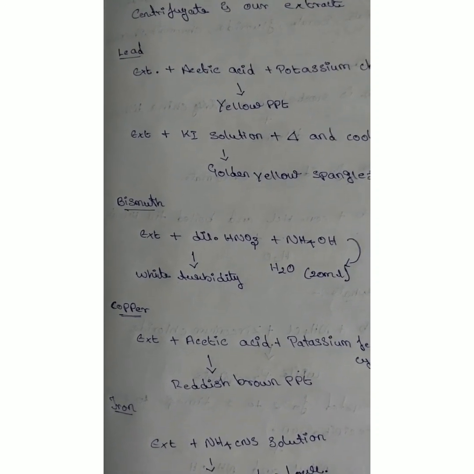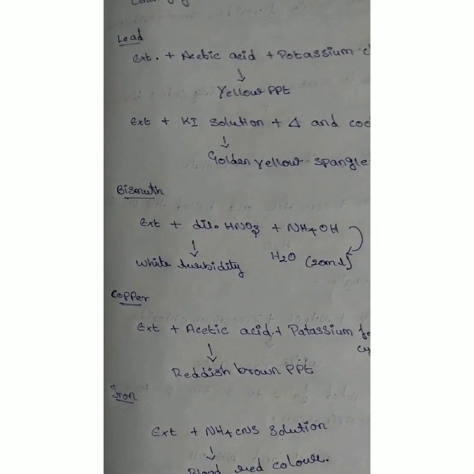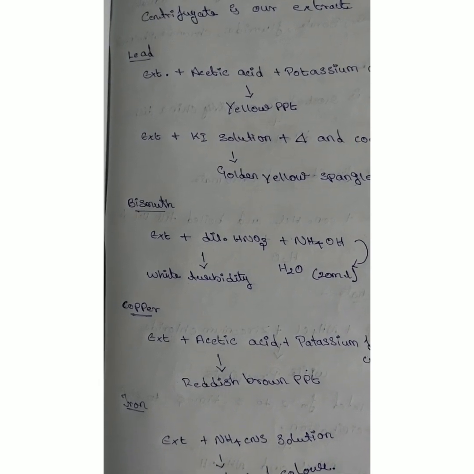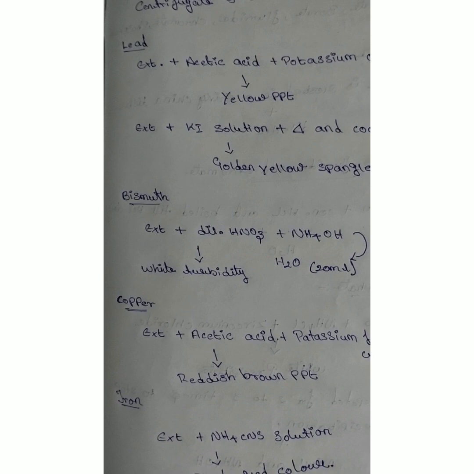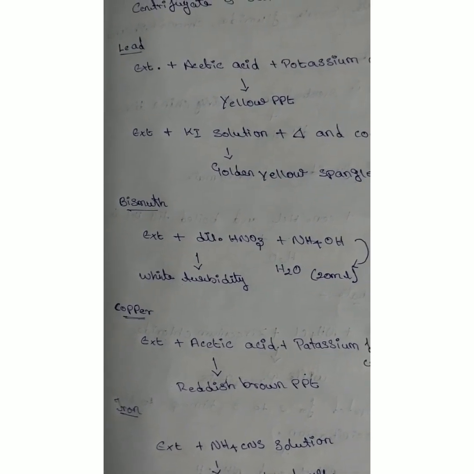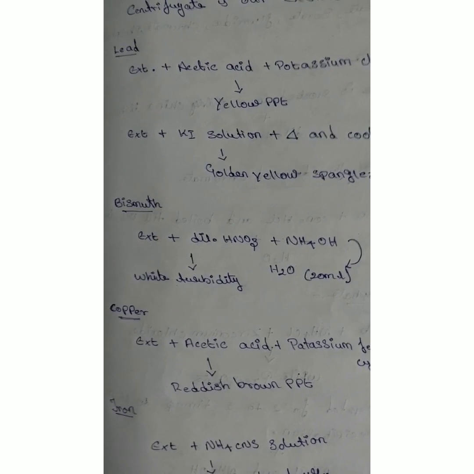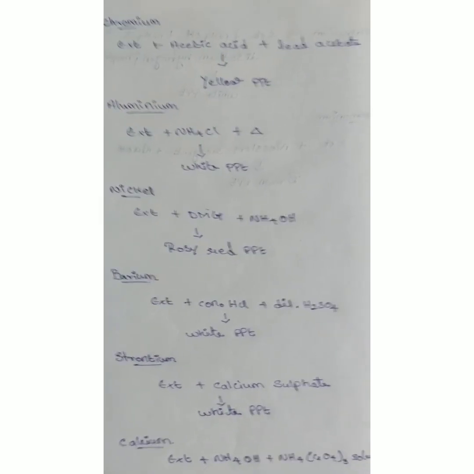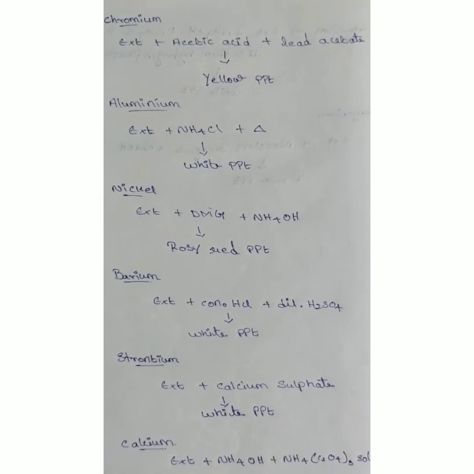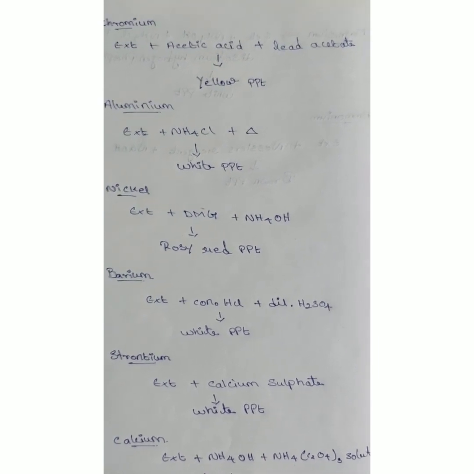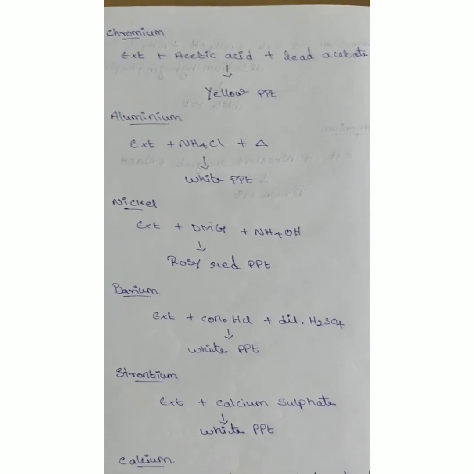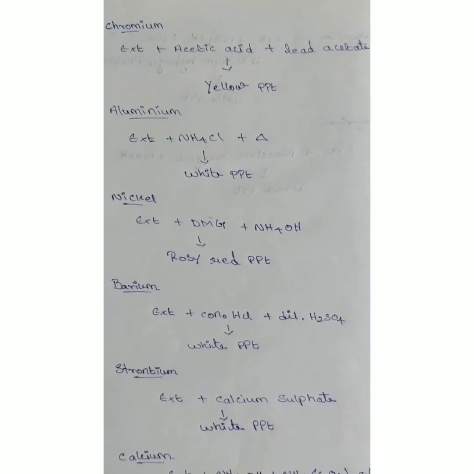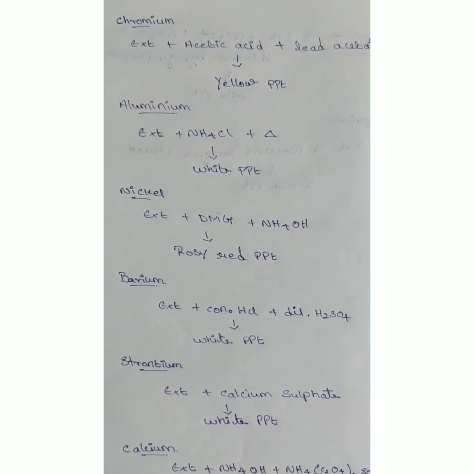Next, moving on to iron, the extract is mixed with NH4CNS solution to get a blood red color. The blood red color indicates the presence of iron in the given sample. To test chromium, the extract is mixed with acetic acid and lead acetate. As soon as we get a yellow precipitate, it confirms the presence of chromium.